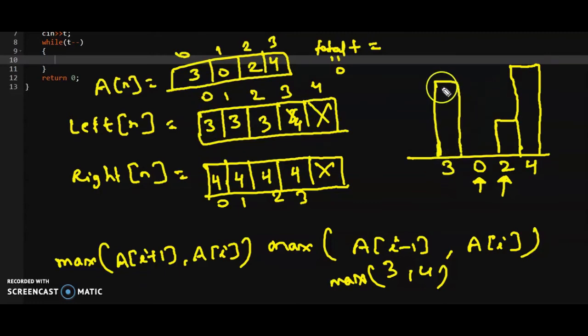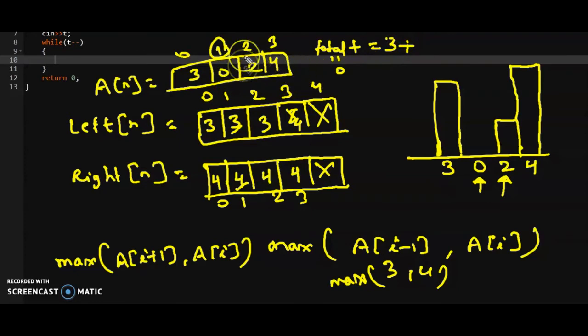we cannot find the water because we cannot tap here, right? So we'll start from I equals to 1 always, right? So for I equals to 1, see the maximum in the left, that is 3, and the maximum in the right, 4. What is the minimum between the both? That is 3. So 3 minus the value of array, that is 0, so we can store 3 units of water here.